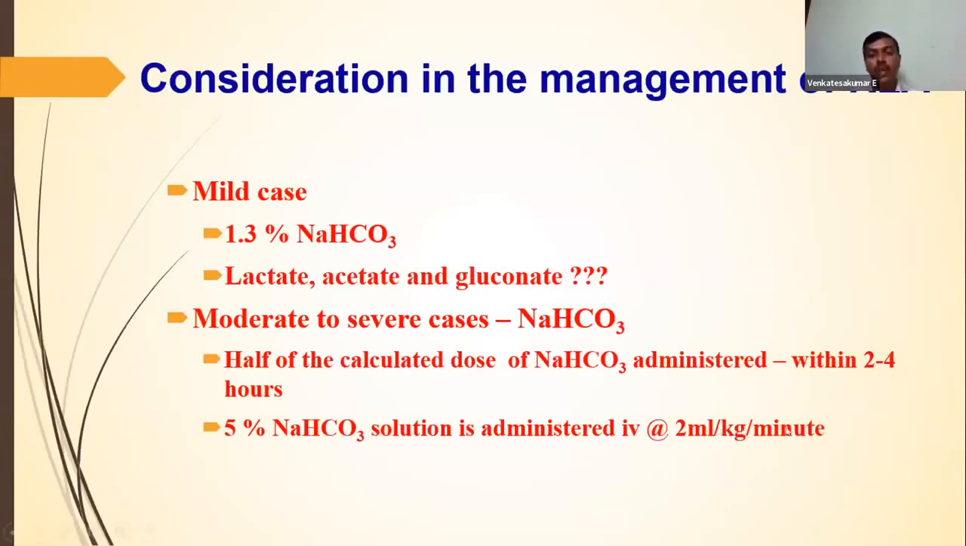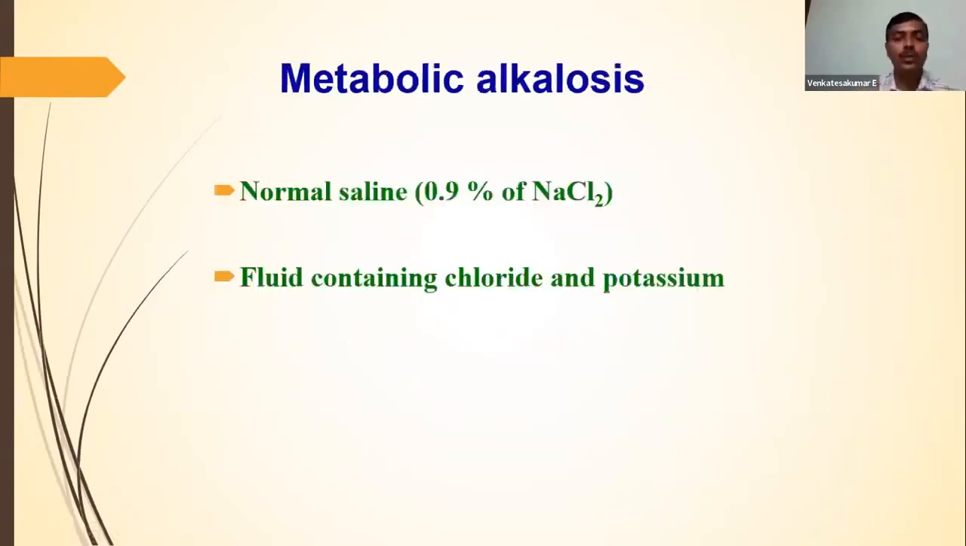2 ml per kg per minute. You can give 5% sodium bicarbonate solution to a severely or moderately affected ruminant with lactic acidosis. So that is regarding the metabolic acidosis.